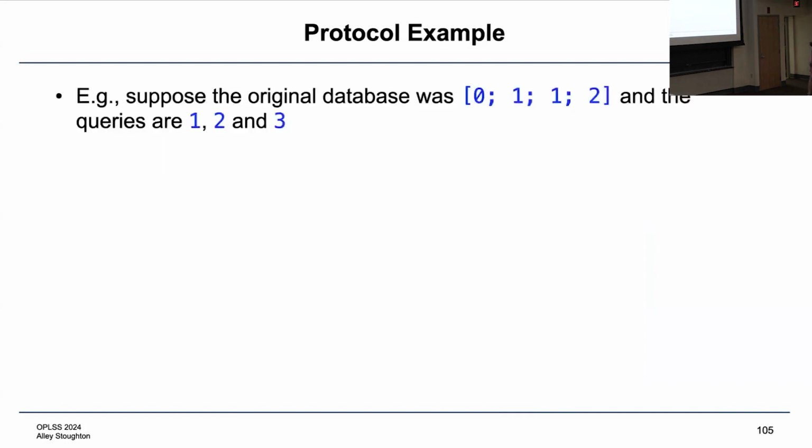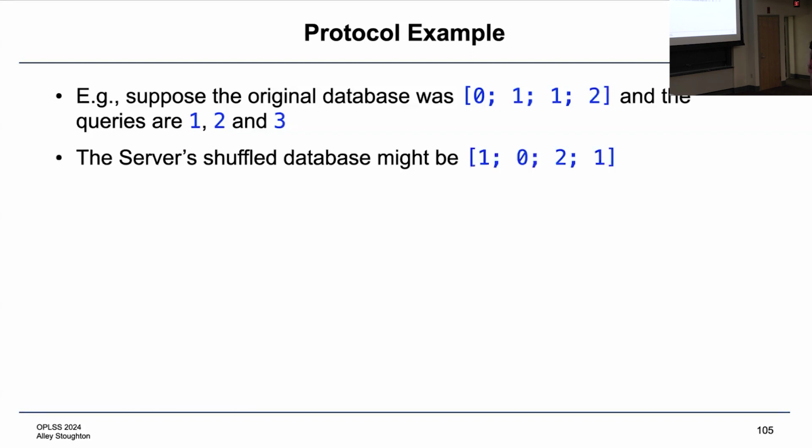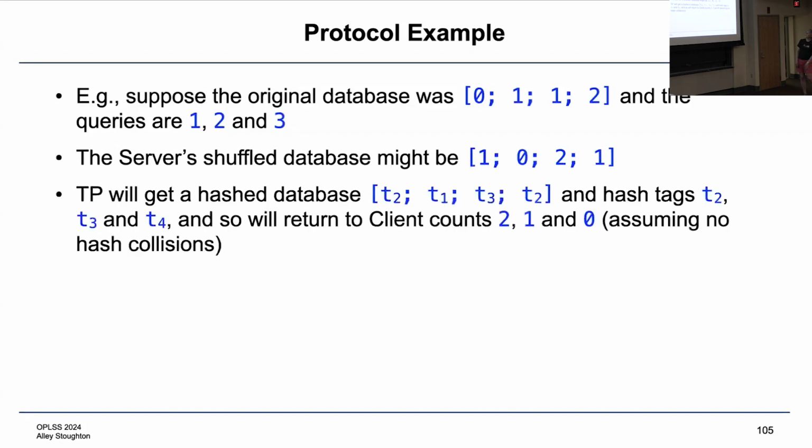So here's an example. Suppose the original database was 0, 1, 1, 2, and the queries are 1, 2, and 3. Then, well, the server randomly shuffles, so maybe it's 1, 0, 2, 1. Then what does TP get? So the server is going to pair 1 with the secret and hash it. Suppose that gives us T2. Does the same thing with 0 and 2. But then 1, right? 1 was already paired with seek, and hash gave us T2, so this will be T2 again.